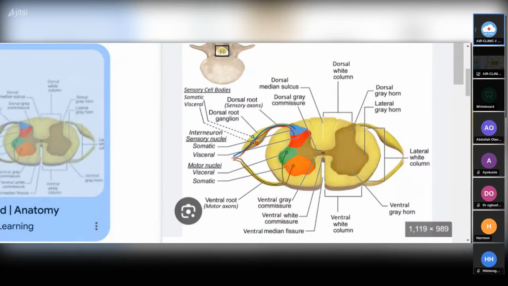So the one at the back is usually sensory. There are usually two tracts. One is called the dorsal column medial lemniscus. It's dorsal, like it's at the back, and it's a column and is posterior medial. So it's called dorsal column medial lemniscus.